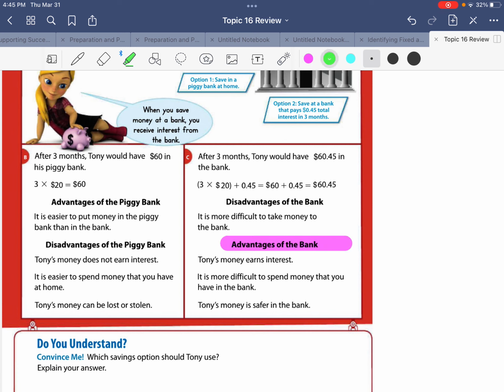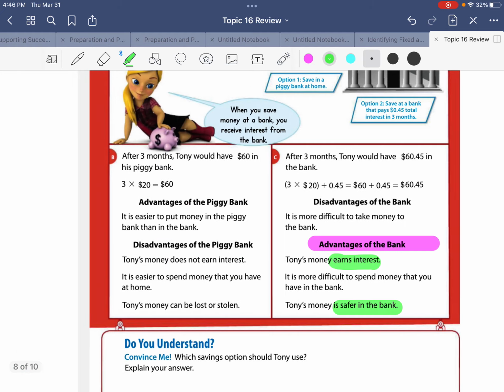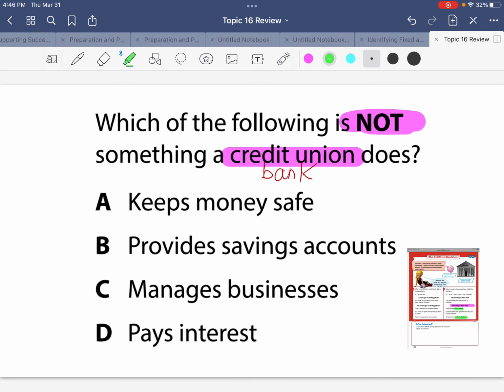Advantages of a bank. So earns interest, okay. Your money earns interest if you have it at a bank. It's difficult to spend money that you have in a bank, so it's easier to save money. And your money is safer at a bank, okay? So that's the advantages of a bank. You earn interest, it's easier to save, and it's safer, okay? So now let's look. Which of the following is not something a bank does?